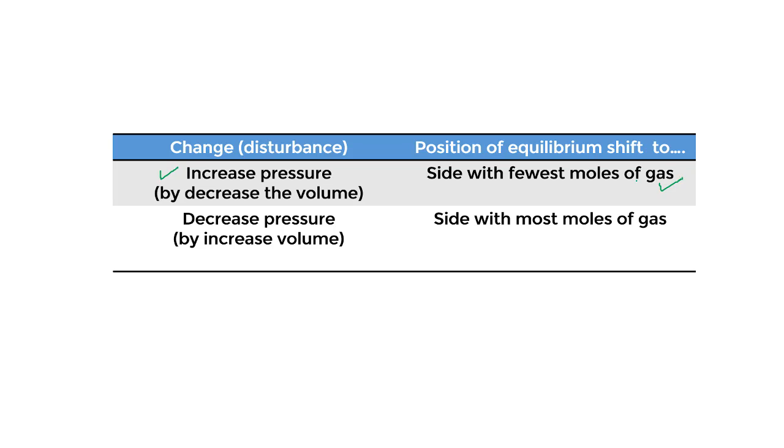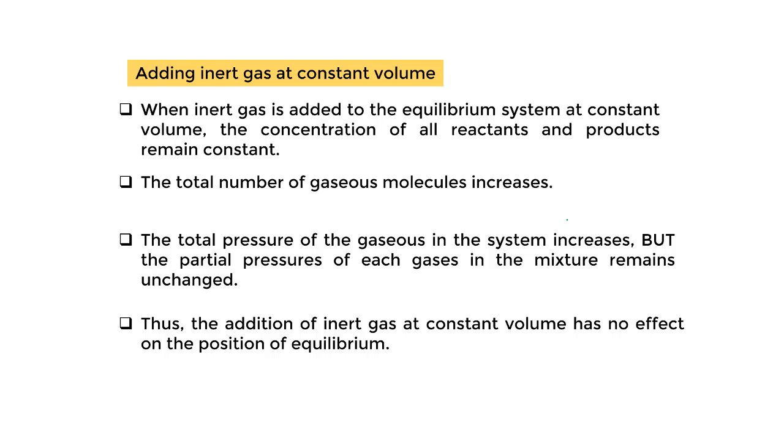If the disturbance is decreased pressure by increase the volume of the flask or container, the position of equilibrium shift to the side with most moles of gas. So yang ini kita kena tengok pada chemical equilibrium punya balance equation, adakah dia berada pada side kiri atau kanan. Okay, itu bergantung kepada reaction tersebut. Okay, seterusnya. Adding inert gas at constant volume.